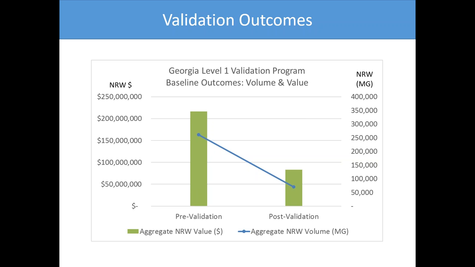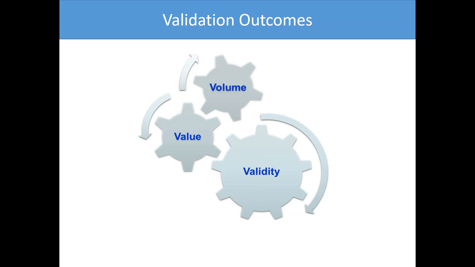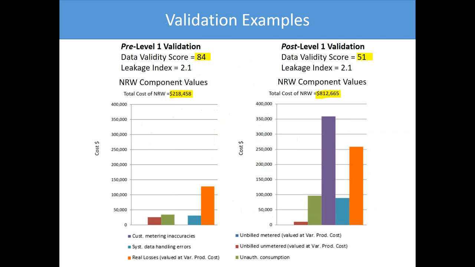So we're going to now take a quick look at the utility level, that same type of understanding before and after of the volumes, the values, and the validity. I'm going to hit one example, and then I'll turn it back over to Kate to share a couple other examples from the work in California as well.